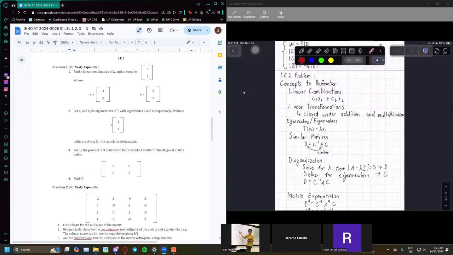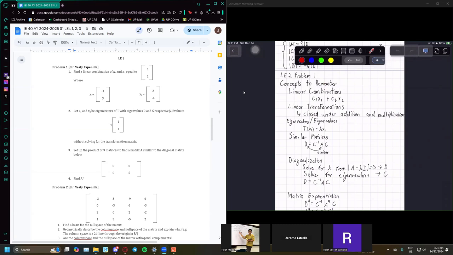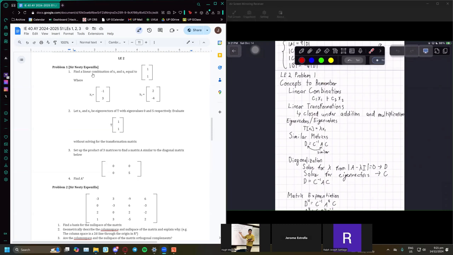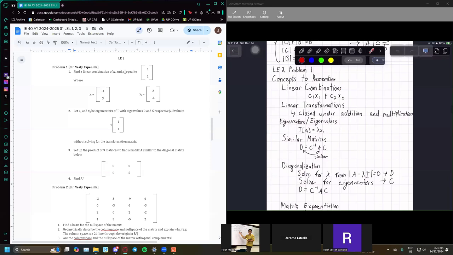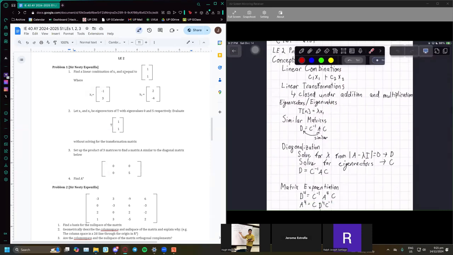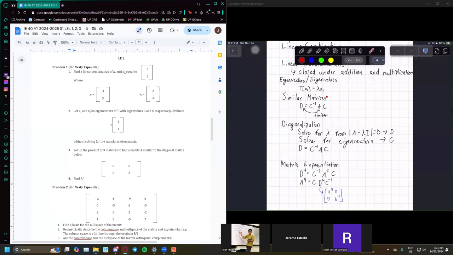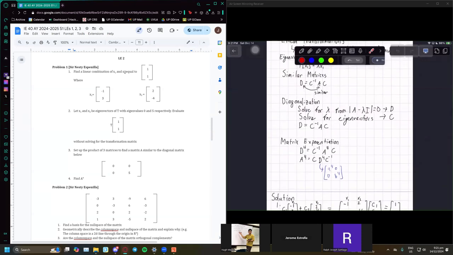Hello, everyone. So this is a re-recording of LE2 problem 1 because it wasn't recorded during the session. So for LE2 problem 1, here's the question. Here are the concepts you'll need to remember. So there's linear combinations, linear transformations, eigenvectors, and eigenvalues, similar matrices, diagonalization, and matrix exponentiation.